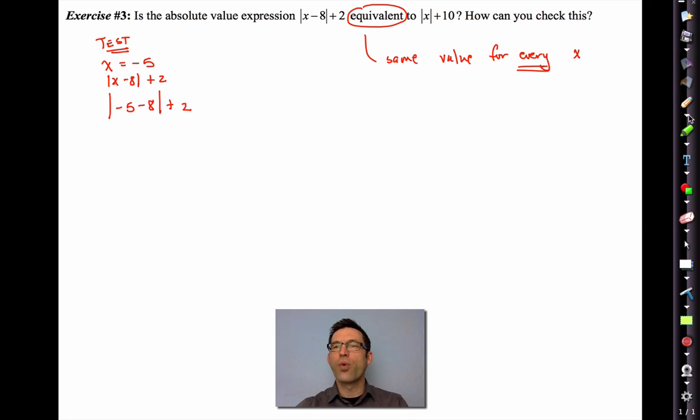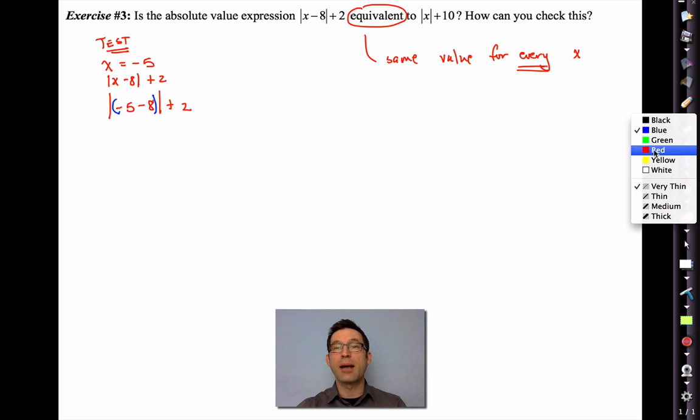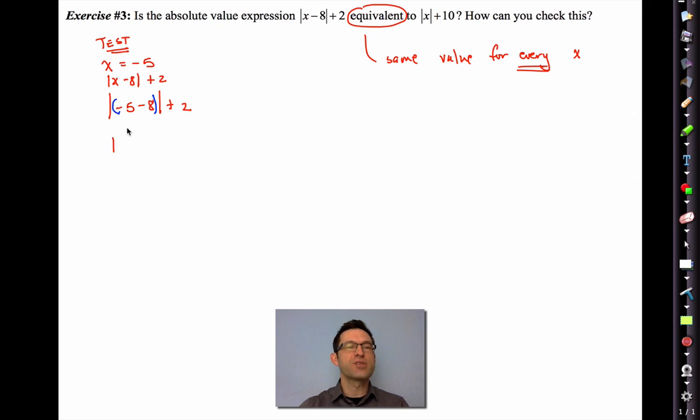Well, just like before, the way absolute value works is it assumes that you're going to do everything inside of the absolute value bars before doing the absolute value. So in other words, I don't do the absolute value of -5 and the absolute value of -8. I do -5 minus 8, and I get -13. Then I find its absolute value, and that's positive 13. And then I add that to 2, and I get 15.